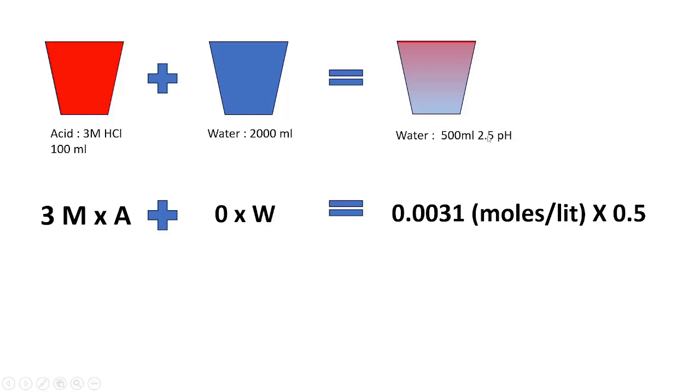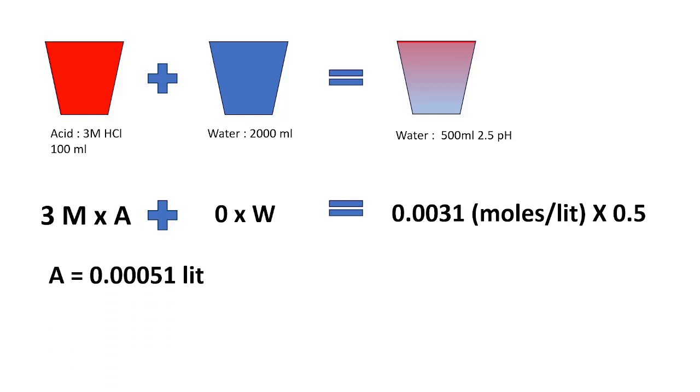Again, how to convert 2.5 pH in 500 ml, and by the way 0.0031 is the concentration of H plus, into 0.5. So this equation I will be solving to find A and W. And by the way, A plus W, which is the total quantity of acid plus the total quantity of water, should give me 500 ml. So I want to find A and W, which will solve my problem.